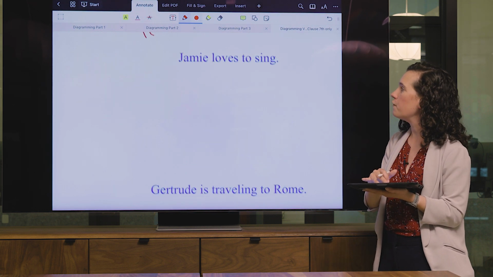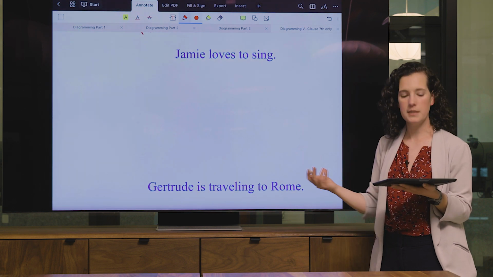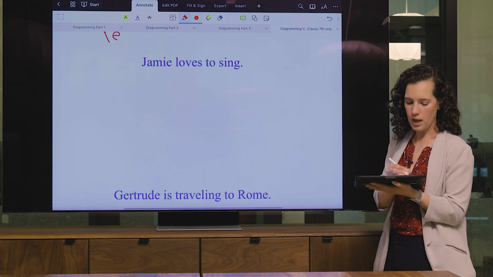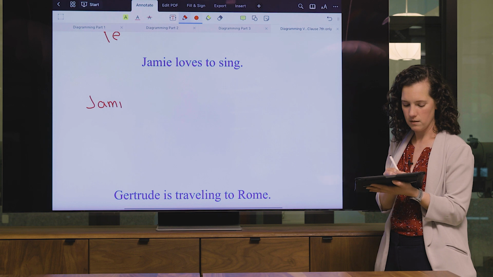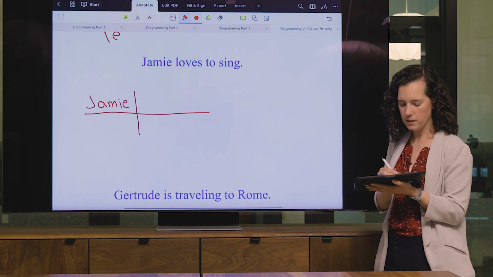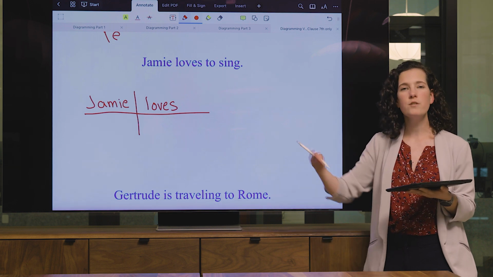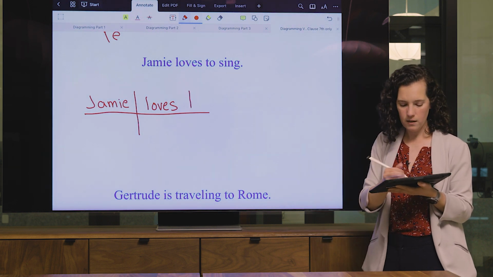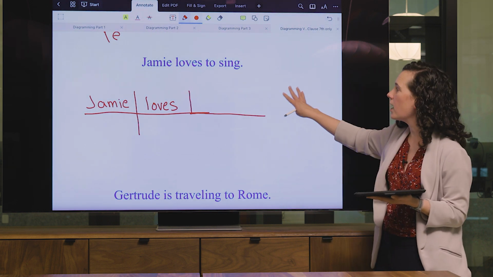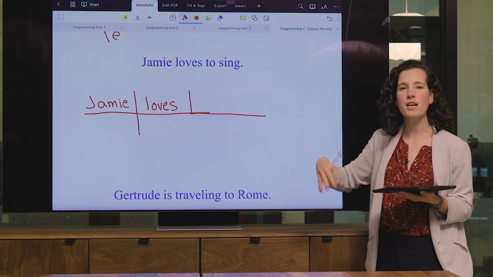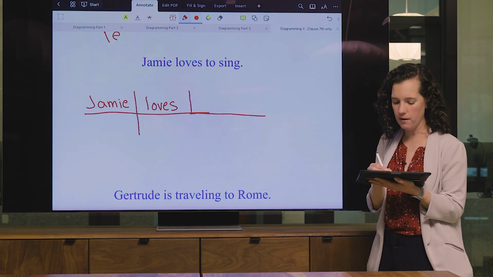Let's look at one that has an infinitive. Jamie loves to sing. Jamie would be our subject. Loves is our verb. And she loves what? She loves to sing. To sing is being used as a direct object, but it is this action. The action of singing is what she loves.